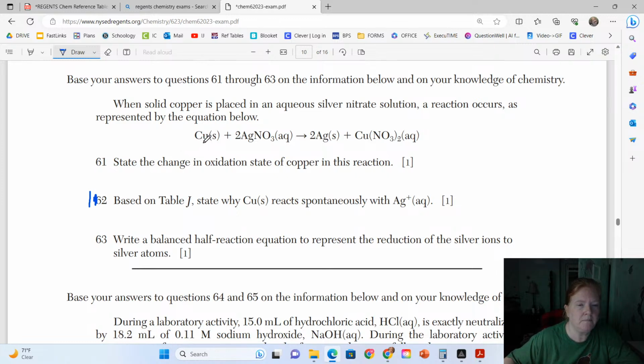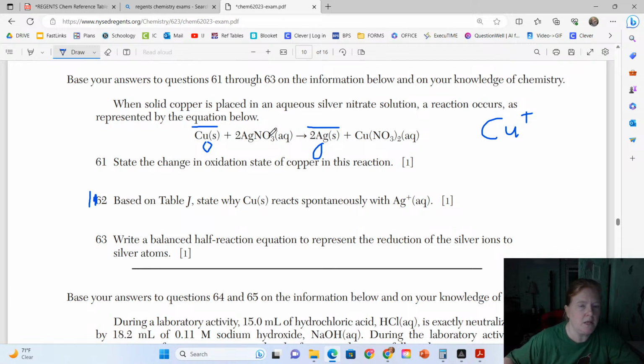So when an element is like this, see how it's alone? Not in a compound, and like this, not in a compound, and there's no charge. It doesn't have a charge written up there. So this oxidation state is 0, and this oxidation state is 0.